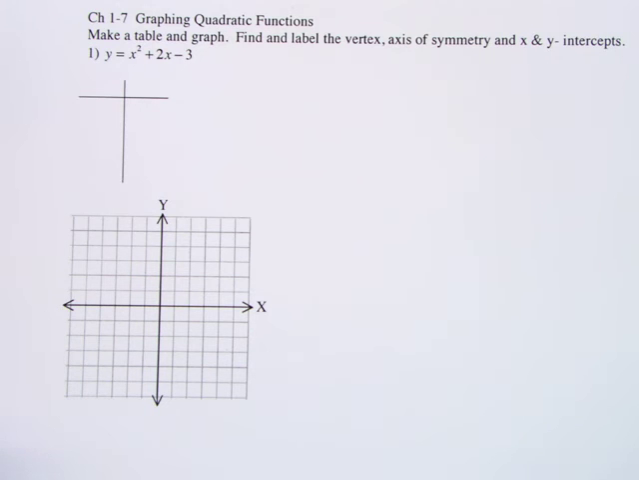Graphing quadratic functions. Make a table and graph, find and label the vertex, axis of symmetry, and x and y axes. We're going to start off with a fairly simple one. Now, some students remember something about the vertex and there's some formula, negative b, blah, blah, blah. You cannot use that unless you prove it.